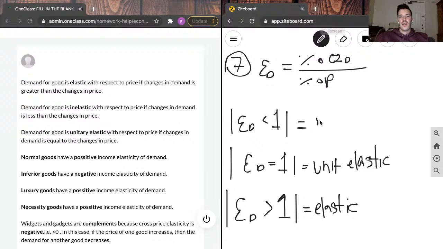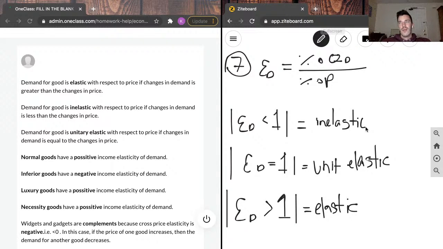And lastly, if it's less than 1, we're going to say it's inelastic. That means the percentage change in quantity demanded is not going to change very much when there's a change in price. So you're not really responsive to a price change. So inelastic quantity of demand typically aligns with luxury goods or goods you don't really need. Oh, no, sorry, I said that backwards.